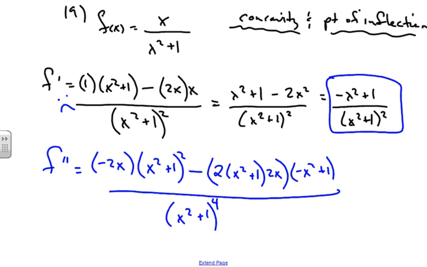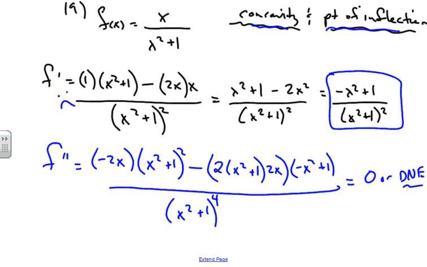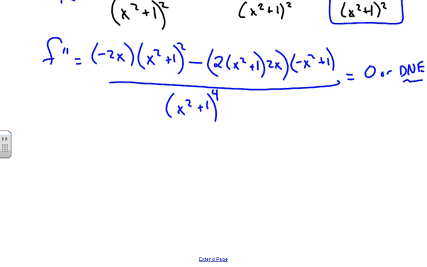Now, obviously, I probably want to simplify it, because to find the concavity and points of inflection, remember that's what we want to do, we want to set this equal to 0 or determine where it does not exist. Now, when you have a rational function, the 0 is when the numerator is 0. When the 0 is in the denominator, that's where it doesn't exist. Well, the denominator will never be 0 because it's x squared plus 1. So we're just going to concentrate on the numerator. So I'm going to set the numerator equal to 0. Okay, so let's take that puppy and let's simplify.